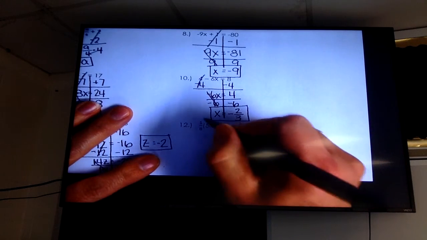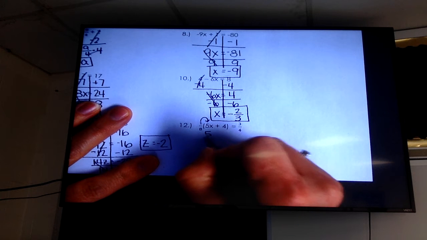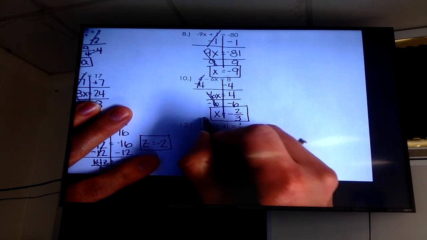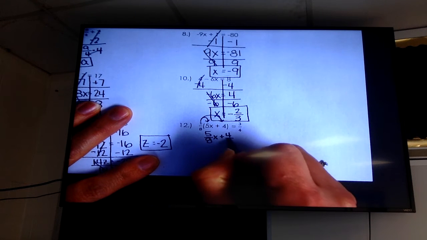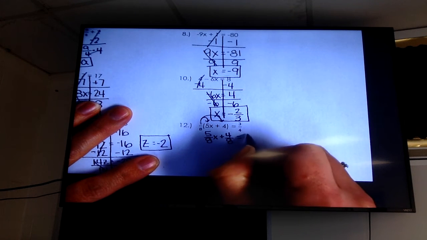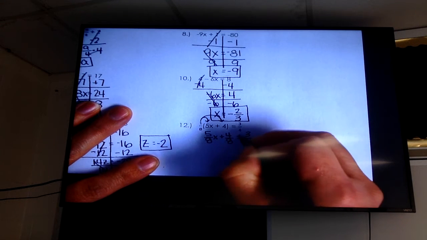Let's try one more equation. So I'm going to distribute first. This one has fractions, so be careful. So I have 5/8x. Distribute that again. Plus 4/8. And you can leave it like that. It's not a big deal. Equals 3/4.